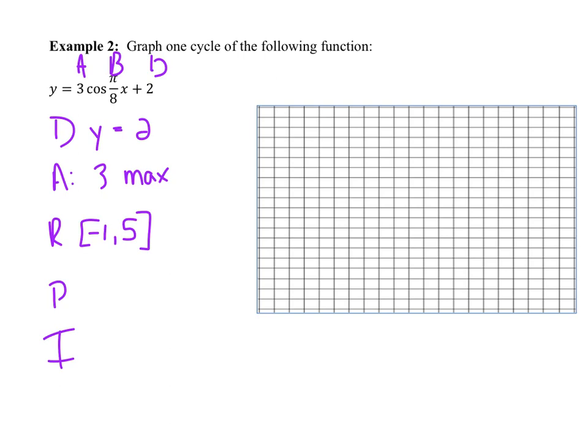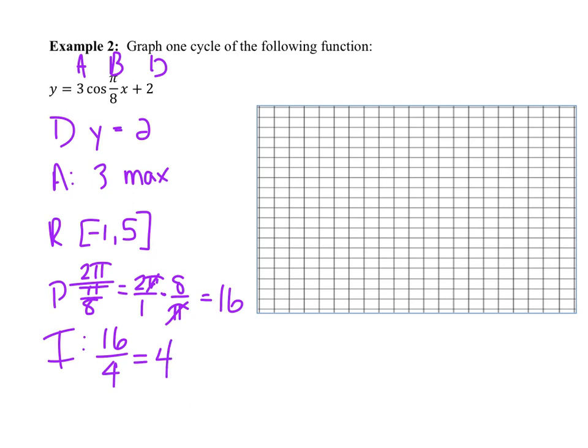And then we have our period, which is 2 pi over 8. That looks nasty, but it's awesome when it looks like this. So it's 2 pi over 1. Keep, change, flip. So the 8 goes on top, the pi goes on the bottom, and the pi's go away. Don't we love it? We get 16. And then the interval is period divided by 4, which is just 4. All right. So we did that.